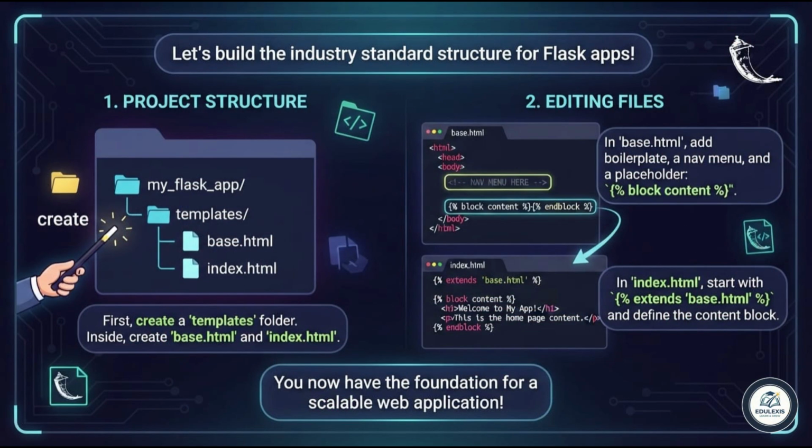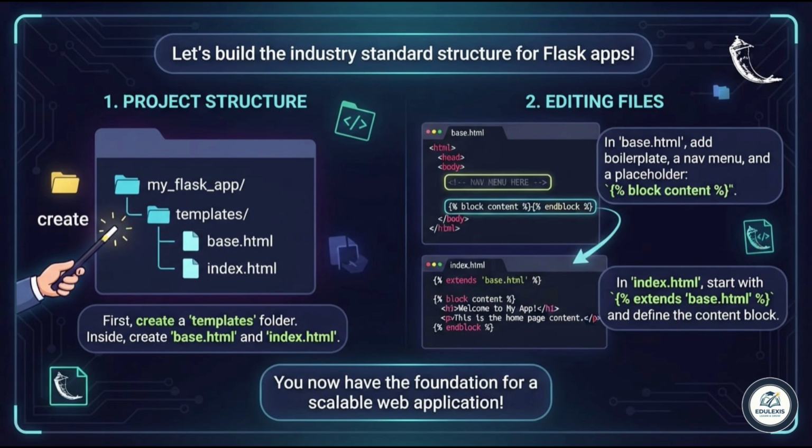Now, let's get practical. I want you to open your editor. We are going to build a simple structure. First, create a folder named templates. Inside, create a base.html and an index.html. In base.html, add your HTML boilerplate and a nav menu. Add a placeholder for the content block. Then, in index.html, start with {% extends 'base.html' %} and then define the content block.